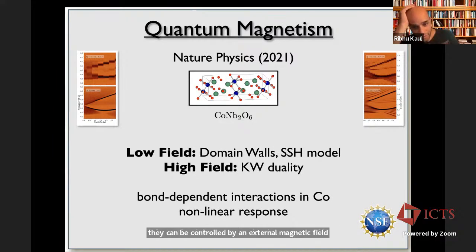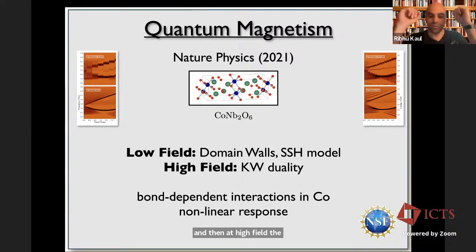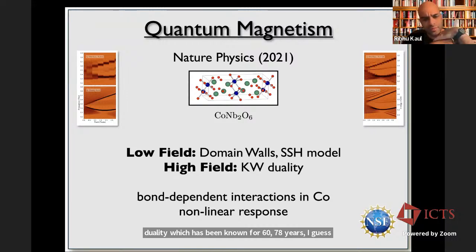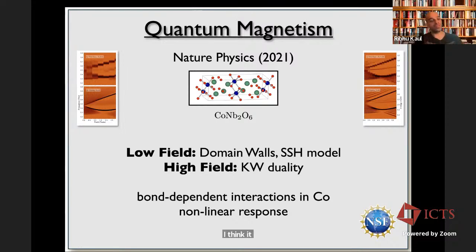And then at high field, the system shows this beautiful Kramers-Wannier duality, which has been known for 60, 70, 80 years, I guess now, maybe even 100. I think this is the first time, as far as I know, that it has actually been observed in an experiment, even though, of course, everyone expected it to take place.